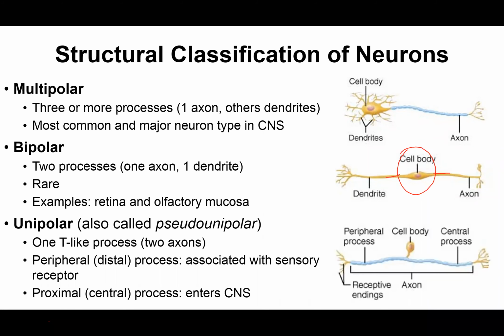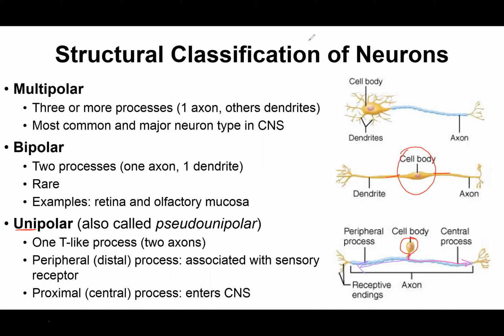Finally, we have unipolar neurons. Unipolar, they're also called pseudo-unipolar, and they only have this one T-like process, okay? These are also bizarre because they actually have two axons. Again, remember we're measuring from the cell body. Here's our cell body. We have only one process coming off of the cell body. So that's where the uni in unipolar comes from. And then we have two axons. One axon splitting and going that way, and then we have another axon going this way.